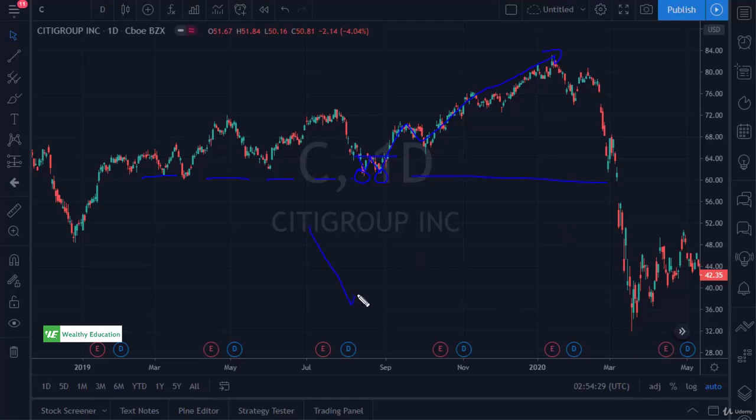It just shows that the market runs out of effort trying to break through support in the case of a double bottom or resistance in the case of a double top.